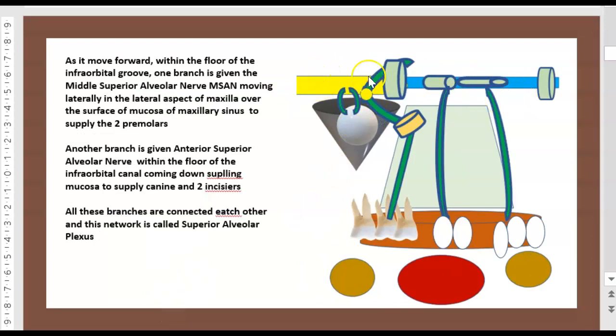As it moves forward within the floor of the infraorbital groove, one branch is given to the middle superior alveolar nerve. This is the groove, and this is the middle superior alveolar nerve. The middle superior alveolar nerve moves laterally in the lateral aspect of the maxilla over the surface of the mucosa to supply the two premolars.